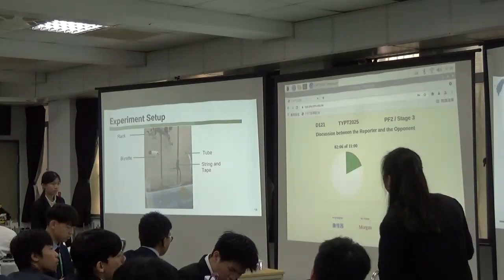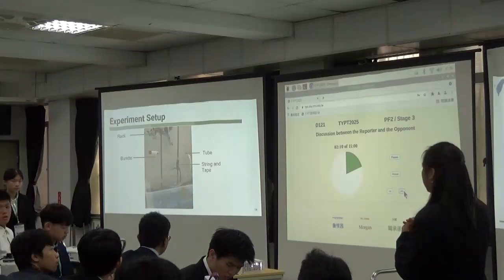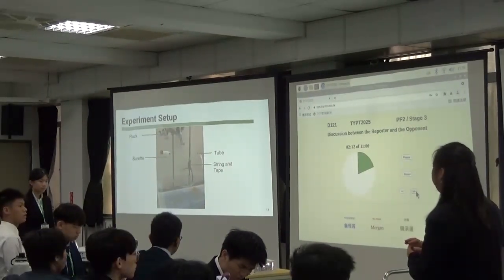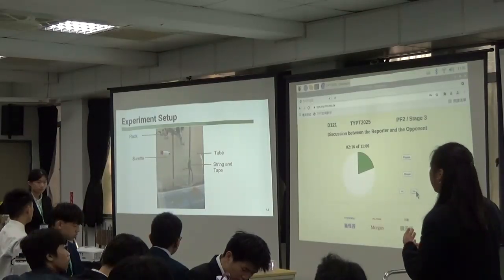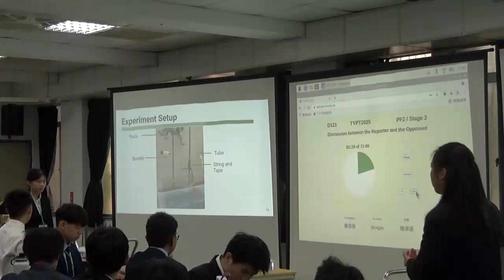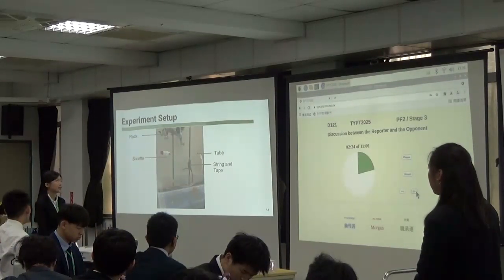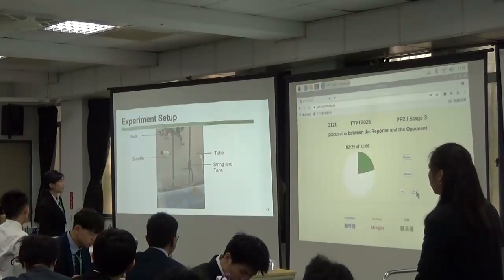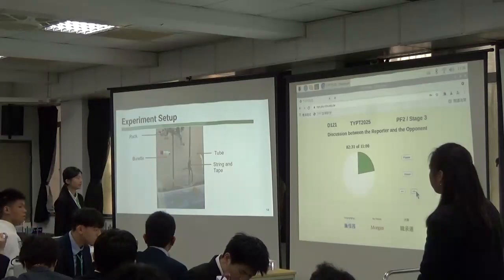For the next one, your parameters. You use soap water, and as you said, there are no air bubbles in the soap water. Could you justify that? I took out all the bubbles before I started the experiment. And even if there is some small bubble, it will only appear on the top, so it will not go into the tube.